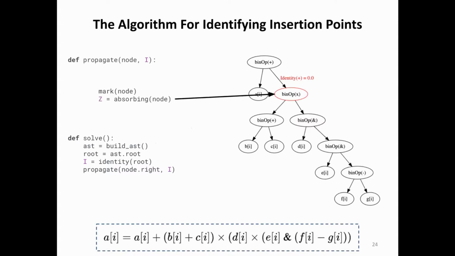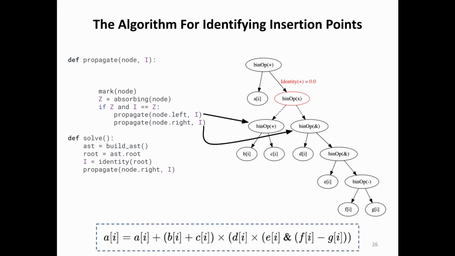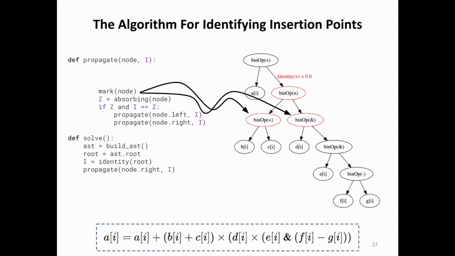We get the absorbing element of this node. If this node has an absorbing element and the absorbing element is equal to the identity, we propagate to the child. So the absorbing element of a multiplication is 0, and 0 is equal to the identity of the parent node. So we propagate, and we mark those nodes as red.